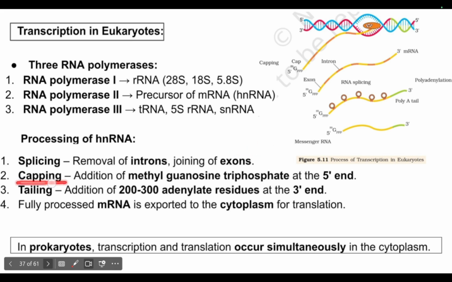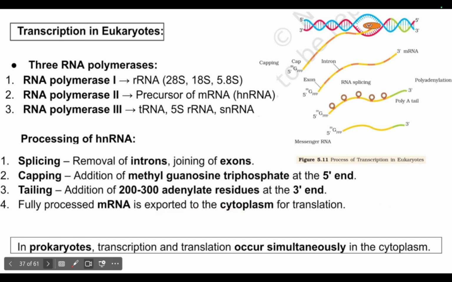Another modification is the capping. Here, methyl guanosine triphosphate is capped at the 5' end. It is also called 5' capping. Then in the tailing part, 200 to 300 adenylate residues are added at the 3' end. After these three steps, the mRNA is formed, and this newly formed mRNA, which is formed in the nucleus, will be exported to the cytoplasm for translation.